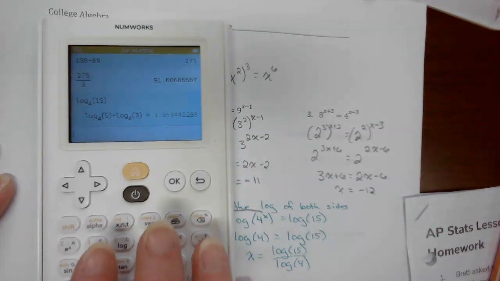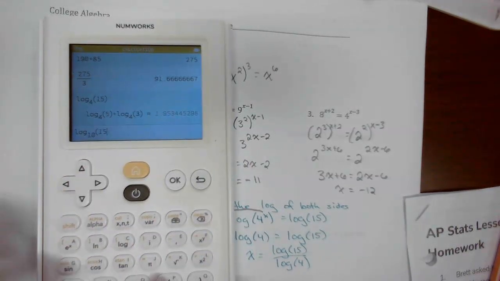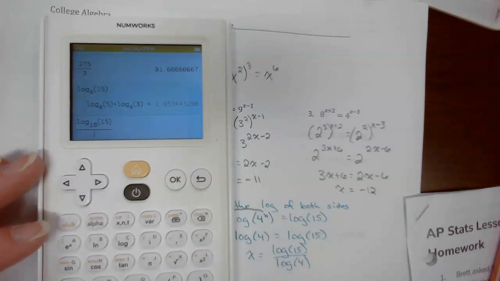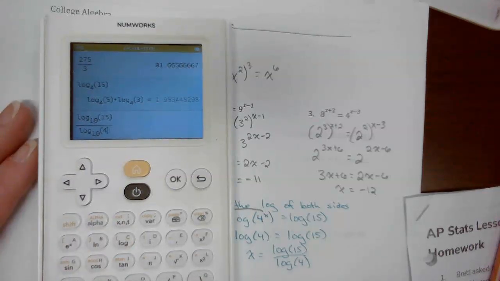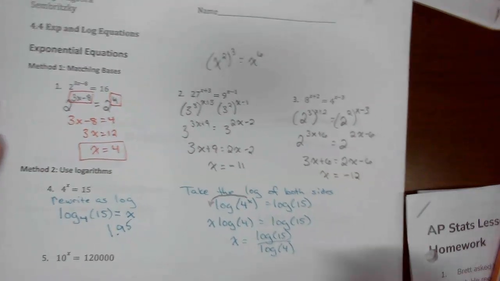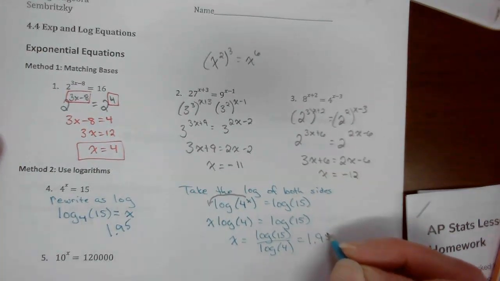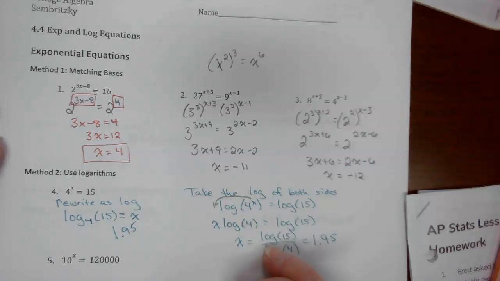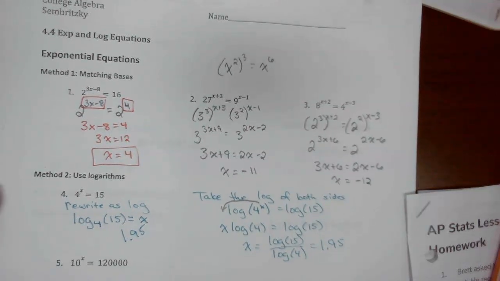If I put log of 15 divided by log of 4, I get 1.95. Get the same exact answer. So this is a way to prove that that change of base formula really is the same thing.